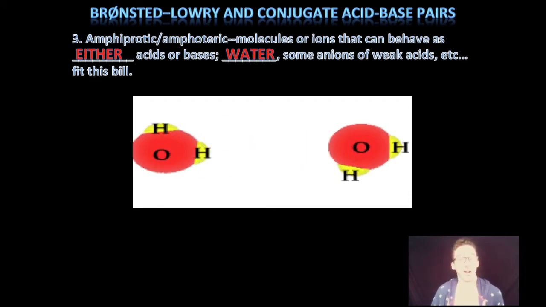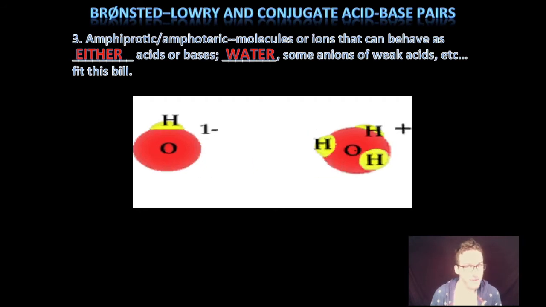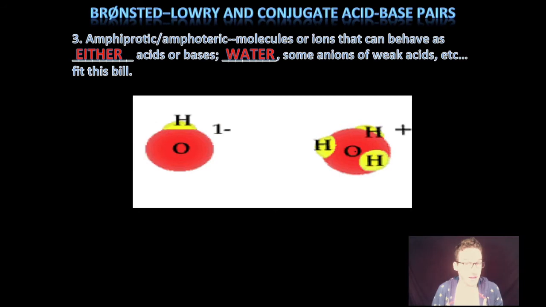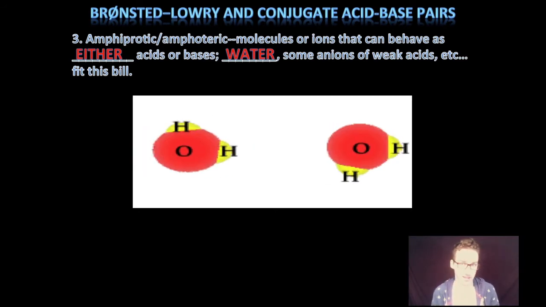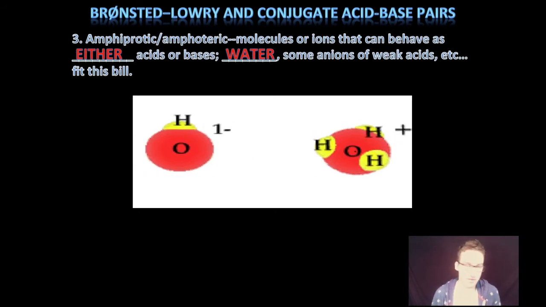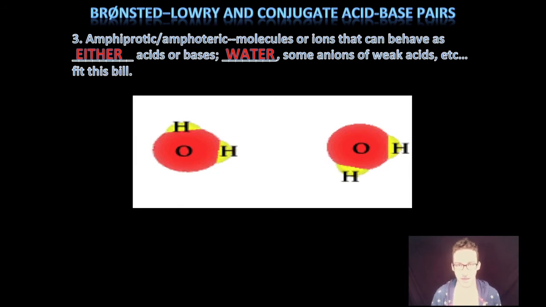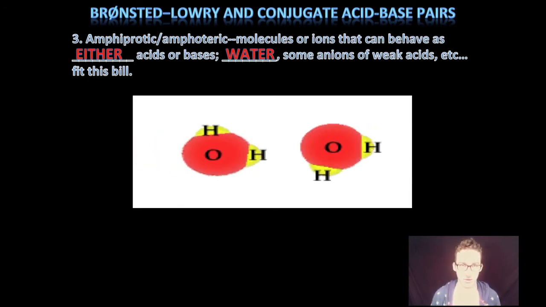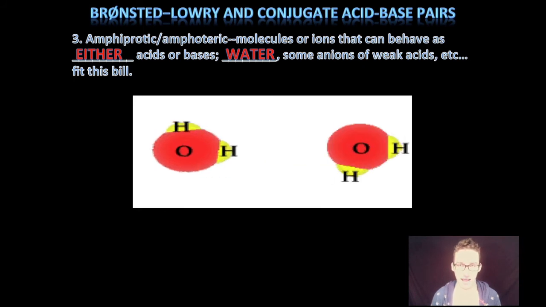But recognize there are other things that have these amphoteric properties. They've got to have a hydrogen ion in order to act as an acid, to donate, but they also have to have a lone pair to act as a base, to accept that proton. So just keep that in mind as you are working through the idea of Bronsted-Lowry acid-base conjugate pairs.